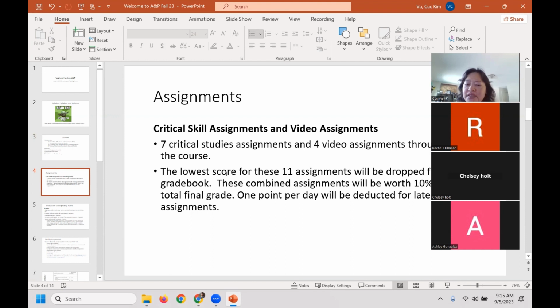It's going to include things like how to prepare for exams. It's going to include things on how to take notes, how to pull out the key things from your textbook, and so on. So these critical skills are very useful, okay? And of course, they also include the worksheets. So in addition to the 7 critical study skills assignments, you will also have 4 video assignments.